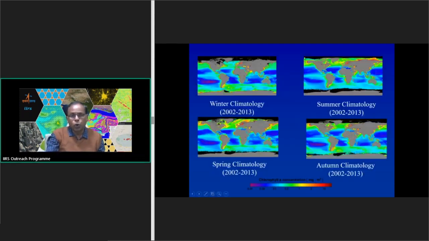And this is the global climatology prepared from the ocean color data of SeaWiFS. And you can see the winter, summer, spring, and autumn climatology, where you are seeing the blue patches near the open ocean area. These are the permanent desert areas of the ocean. And if the desert areas are increasing, that will indicate the intensity of the effect of climatic change.